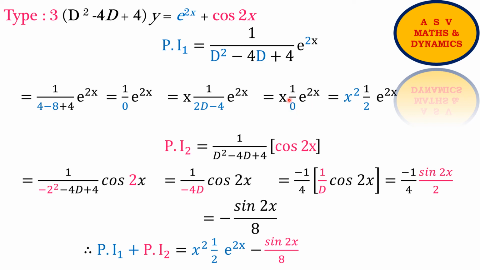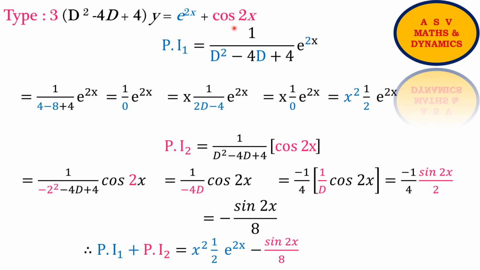Here, if you substitute the 2, you can get the 0. So what you want to do, one more time, you have to add the x. It means x is already there, x is in x square. So in the term, if you do the differentiation, only 2 will come. So this is the final answer.